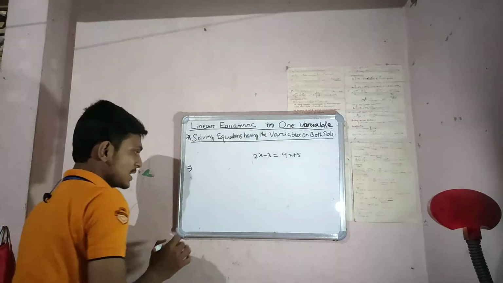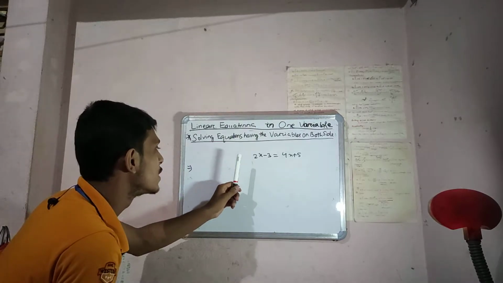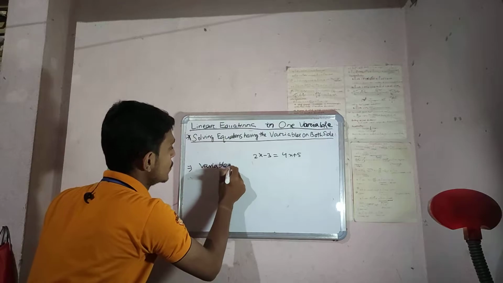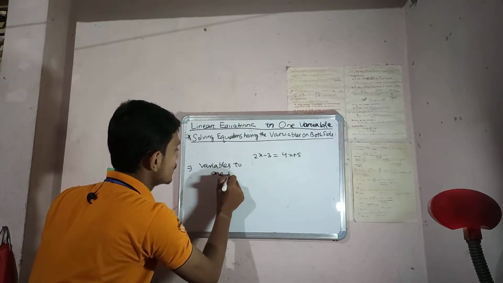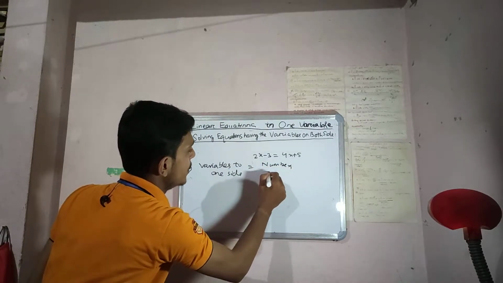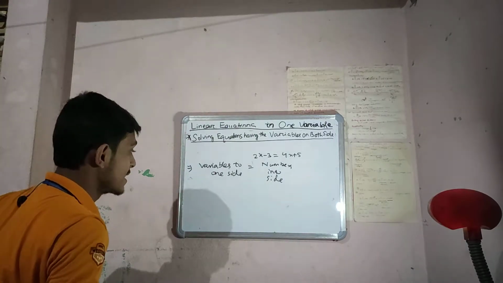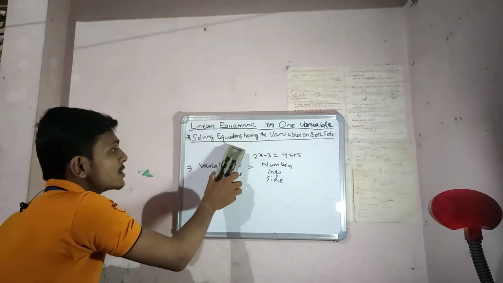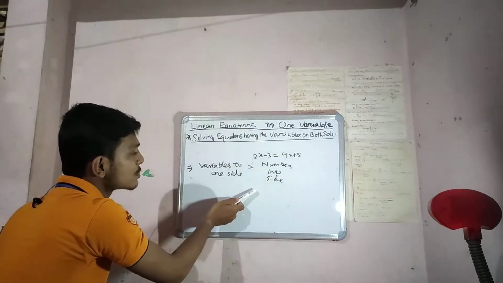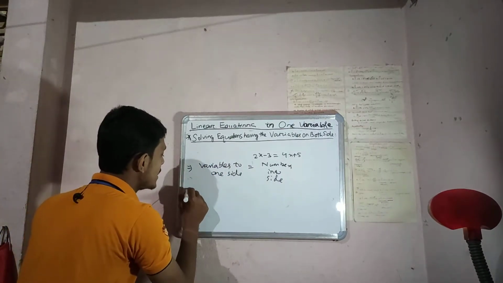So we have to bring the variables to one side and the numbers to the other side. This is the main step when we solve an equation having the variables on both sides. So we have to take the variables towards one side and the numbers to the other side.